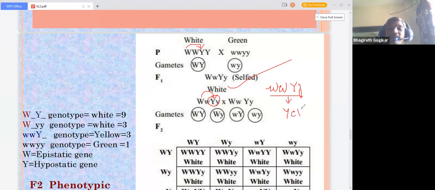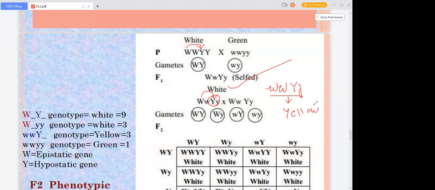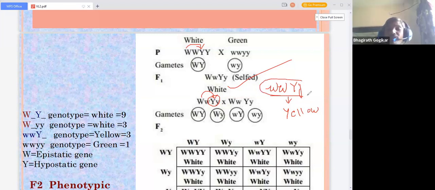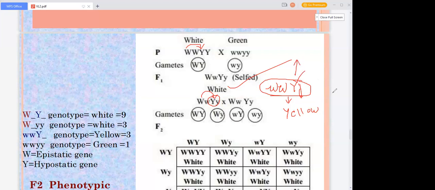Hello, everybody? Anybody follow? Hello? Yes. What is the reason? This genotype produce white, this genotype produce yellow. Why? Here capital W is missing. That's why there is no dominant epistasis. So that's why Y gene is clearly express its character. Yes or no? Yes, sir.